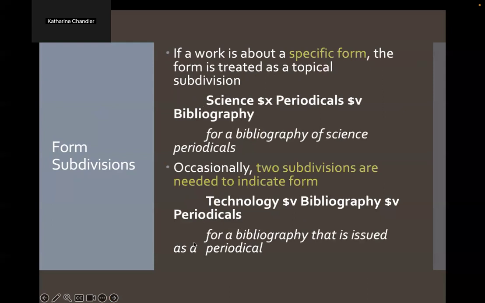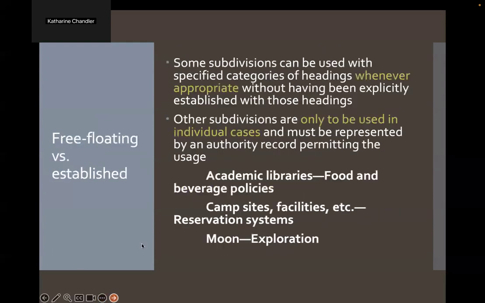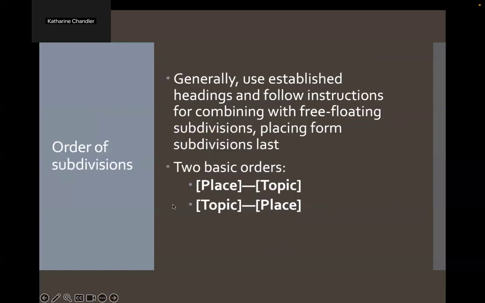If a work is about a specific form, the form is treated as a topical subdivision. So, for a bibliography of science periodicals, occasionally two subdivisions are needed to indicate form. So, technology, bibliography, and then periodicals. Generally, use established headings and follow instructions for combining with free-floating subdivisions, placing form divisions last.